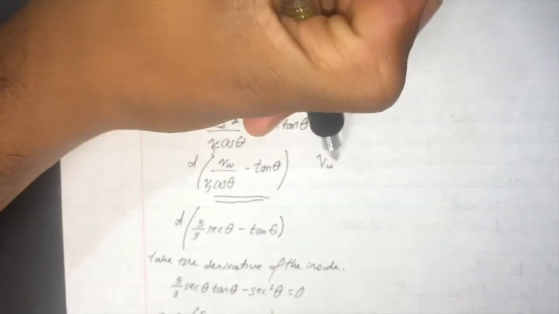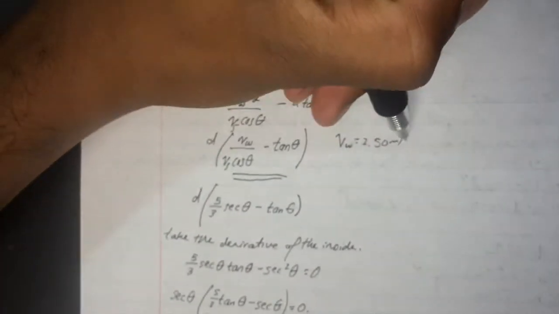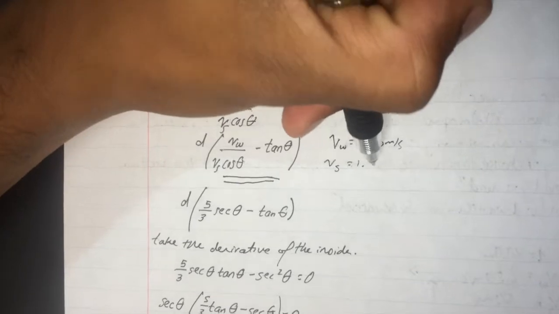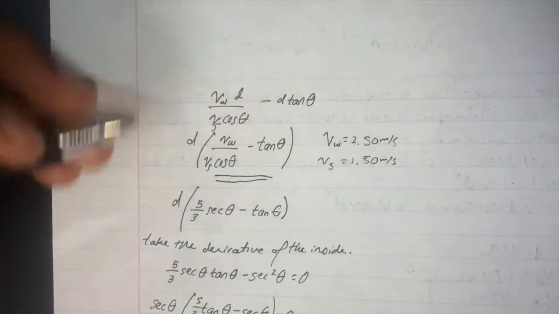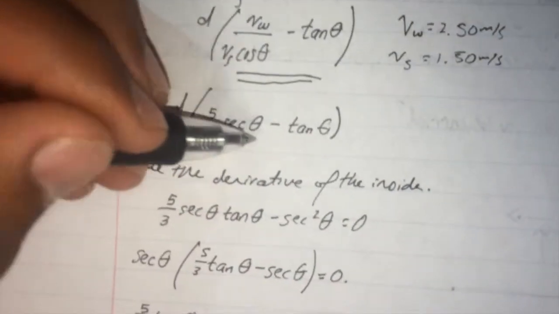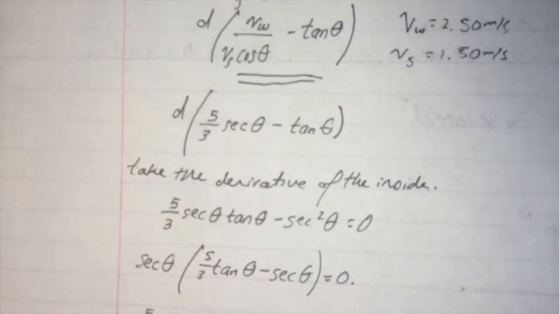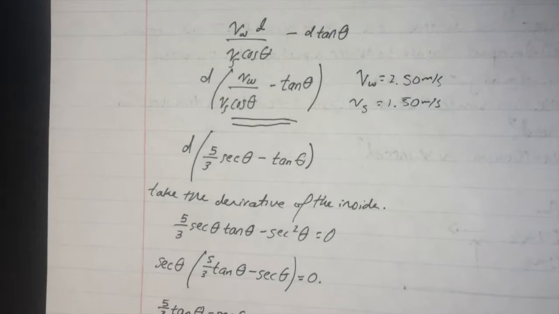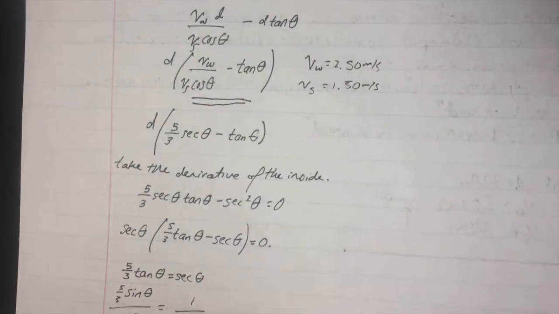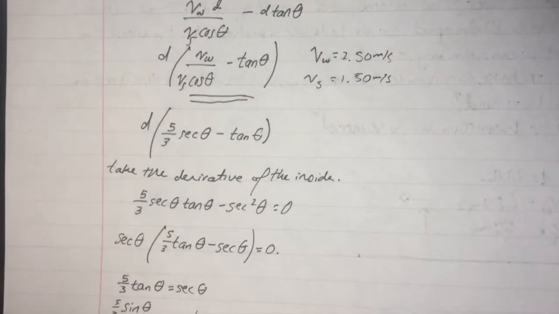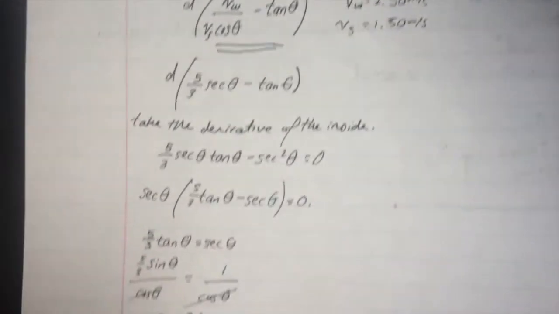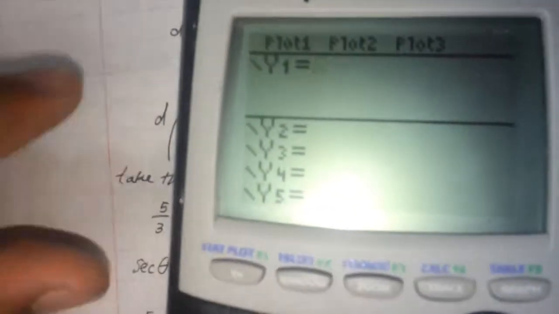We know that Vw is 2.50 meters per second, and Vs is 1.50 meters per second. So we can make that 5/3. I'm going to make it secant theta, which is just 1 over cosine theta, minus tangent theta, times d. Now there's two ways we could do this. The first way is we could graph it on a calculator, which is probably what they would like us to do at this point. So I'm going to graph it.